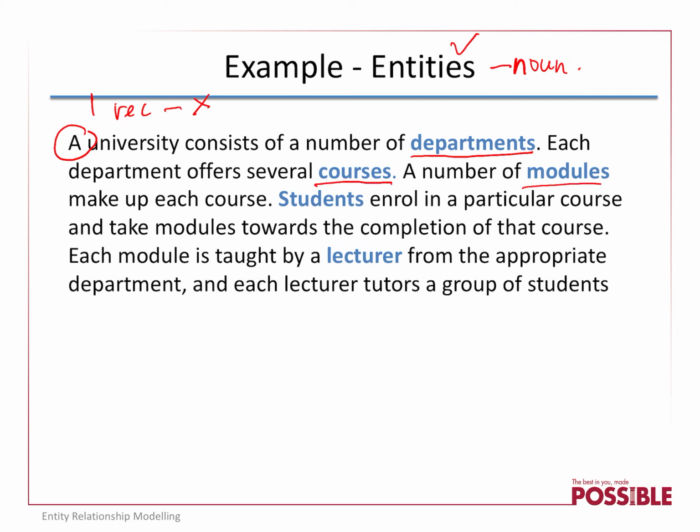A number of modules, so you know that modules is one of the entities. A number of modules make up each course. Students enroll in a particular course, so students is also one of the entities, and take modules toward the completion of that course. Each module is taught by a lecturer. Lecturer is another entity, from the appropriate department. We have that department already, and each lecturer tutors a group of students. We already have students. So now we have 1, 2, 3, 4, 5. You have 5 entities identified.